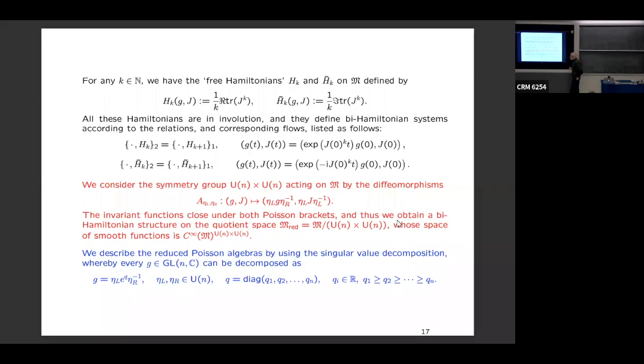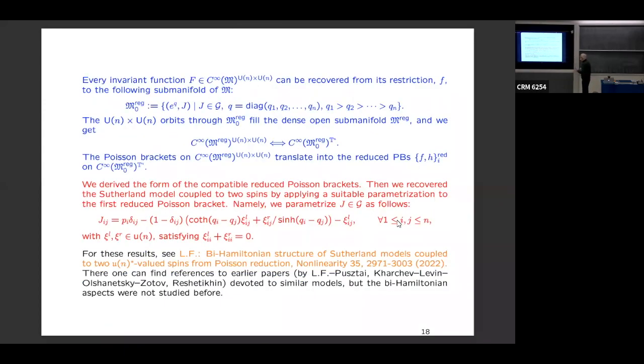Again, the invariant functions close, and now you can represent the invariant functions in terms of reduced variables. You make use of the singular value decomposition, that is, every GLN(C) matrix can be written in this way, and this Q is a real matrix with eigenvalues distributed like that. And then by the symmetry group, you can remove these factors. You can bring this group element to diagonal form, and also restrict to the regular part, where the eigenvalues are actually different, with no coincidence. So this will be our gauge slice, a partial gauge fixing.